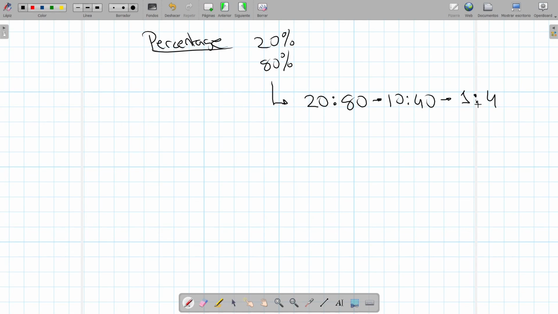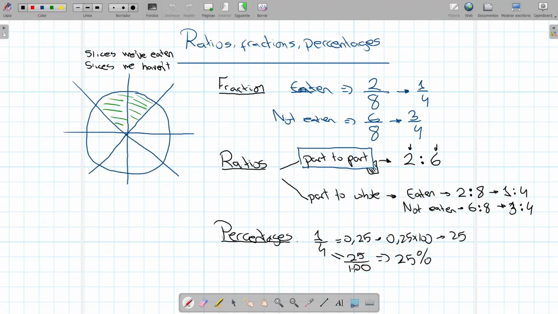Okay, so we could. It's also very easy to convert from percentage to ratio. It's very easy to understand how to convert one to another. I hope this helps.